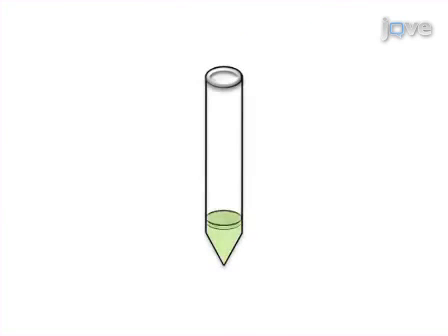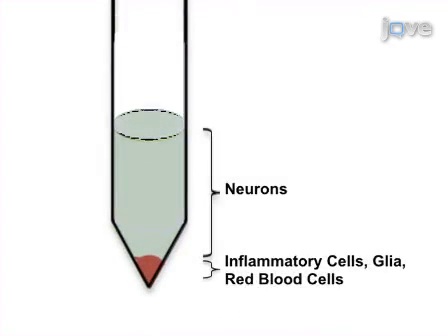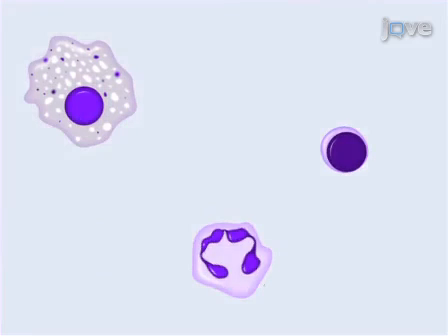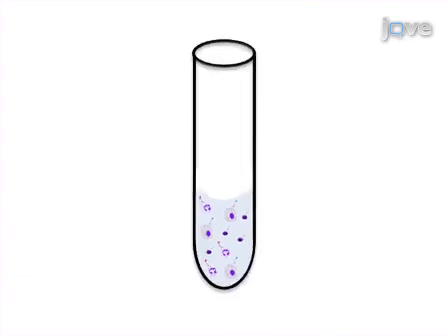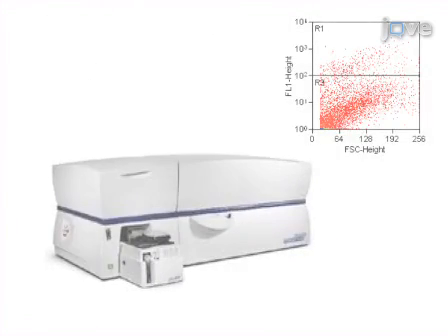Then, 4 OptiPrep gradient solutions are created and used to separate lipid myelin debris from cells like neurons, glia, white and red blood cells. The cells isolated from the injured spinal cord tissue are then immunolabeled for specific immune cells like PMN neutrophils, ED1 macrophages microglia, and CD3 T cells. These immunolabeled positive cells are then quantitatively assessed by flow cytometry.